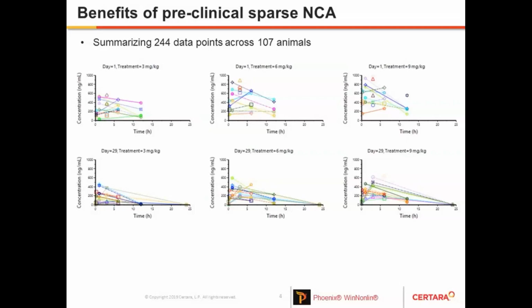And what sparse NCA is doing is it is summarizing all the data, generating mean profiles, and doing the NCA on these mean profiles. Can you advance the slide, please?